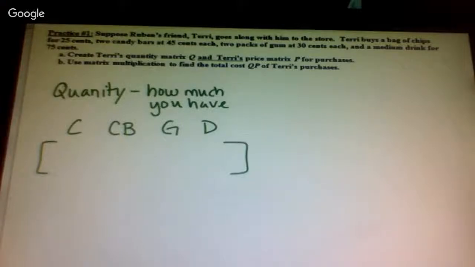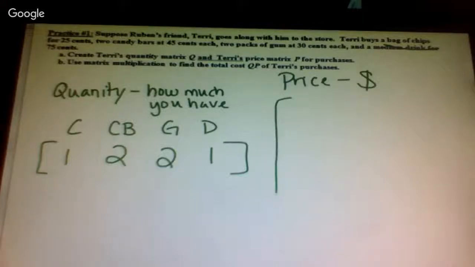How many chips did I buy? 1. It says a bag of chips. How many candy bars did we buy? 2. Packs of gum 2. And drinks. 1. Okay, then we need to create a price matrix. And that's going to be your column matrix. How much are these bags of chips worth?